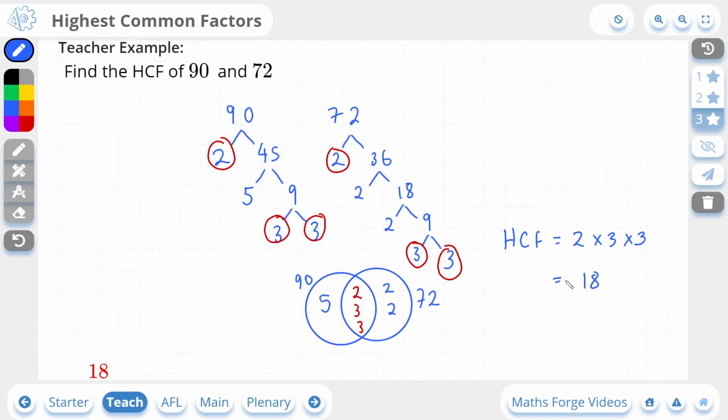So that's it for the highest common factor. Remember, break your numbers down using prime factor trees to get their prime factors, draw a Venn diagram for both of your numbers, and place the prime factors in the correct location within the Venn diagram. To find the highest common factor, simply multiply all of your numbers in the central region here.